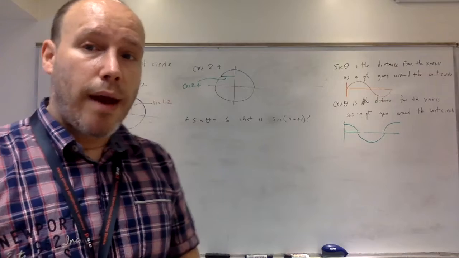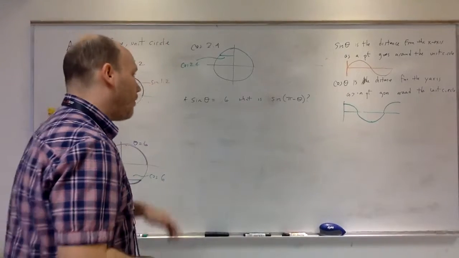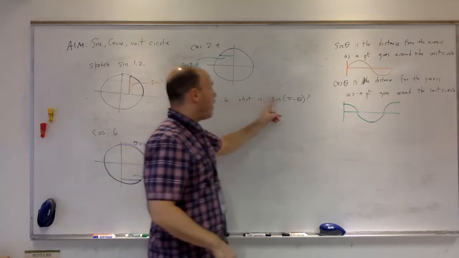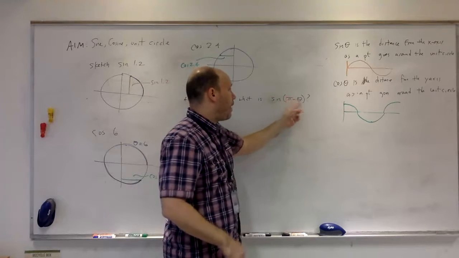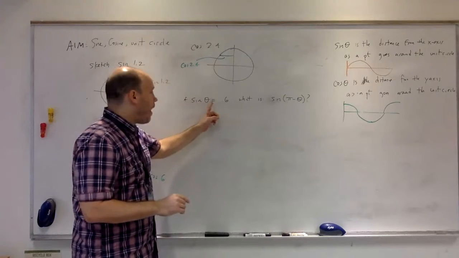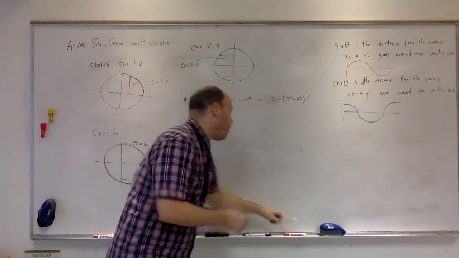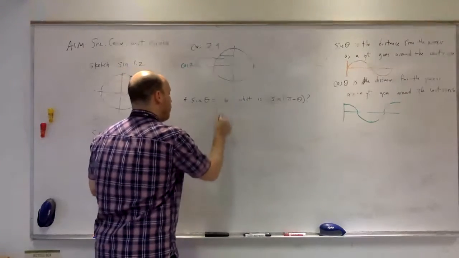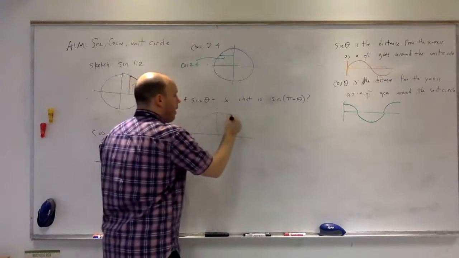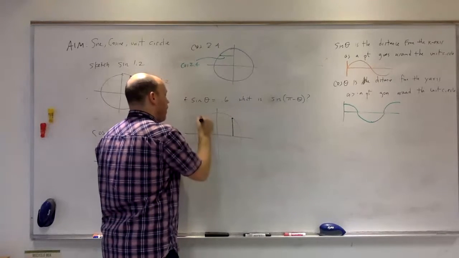Let's continue. Okay, let's pick up where we left off because I got a little flustered. So the first example: if the sine of theta is 0.6, what is the sine of pi, or 180, minus theta? So the idea is there's some angle, we don't know what it is, but its height on the unit circle is 0.6. So let's make a unit circle. Okay. We know there are two places that have a height of 0.6, right here and right here.